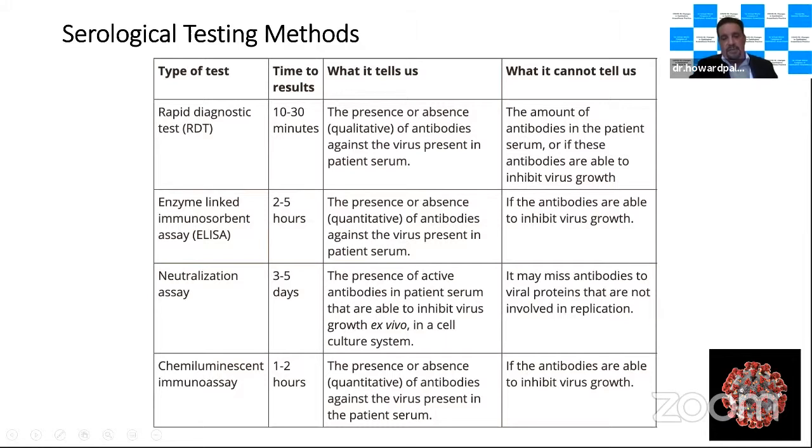The more conventional tests, like the enzyme-linked immunosorbent assay, known commonly as the ELISA, or the neutralization assay, are more specific, and they also look for the presence or absence of virus particles. In turn, they are able to tell us, particularly the neutralization assay, which is a 3 to 5 day test, whether the antibody is in fact able to inhibit virus growth, which is very important in terms of immunity.